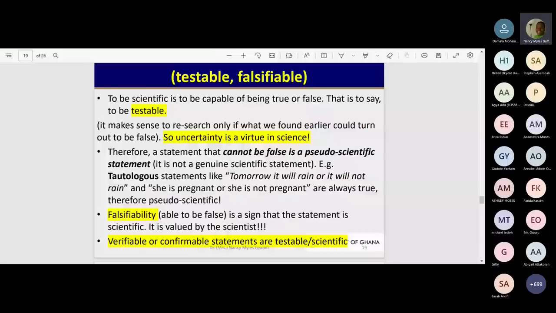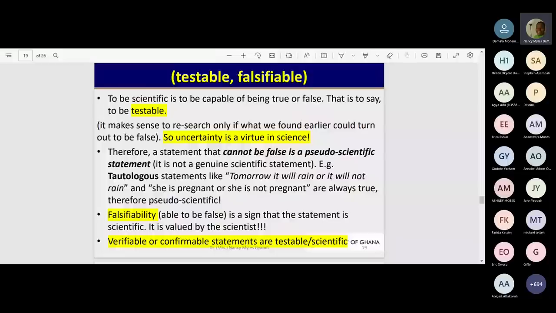You say, oh, your wife is pregnant, or either your wife is pregnant or she's not pregnant. That's no information you give me. That's always true, even if I didn't have a wife. Potentially, it's true necessarily. That's a tautologous statement, pretending to be testable, yet it is not. It's a pseudo scientific statement. Pseudo means pretending. There are a lot of pretense-filled friends, pretending to be friends when they are not.